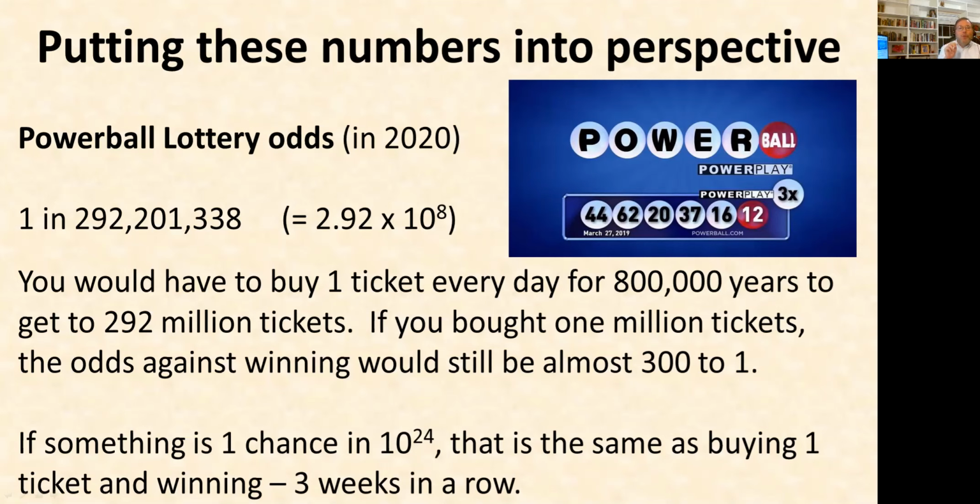And so if you read that the odds of something happening is 1 chance in 10 to the 24th, that's the same as buying a lottery ticket this week and winning the Powerball, doing it again next week, and doing it again a third week. But of course, we know that's impossible, not only because the odds are too long, but because after the second week, the police would show up at your door.